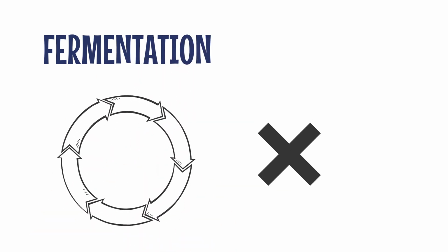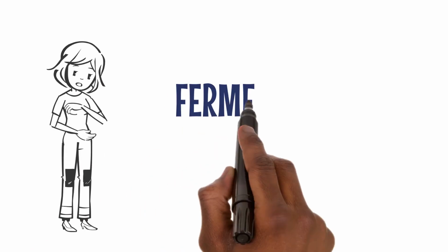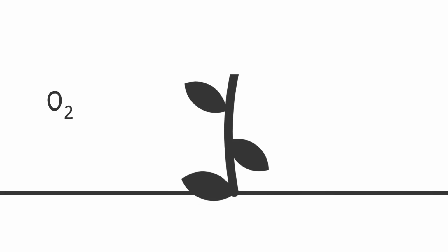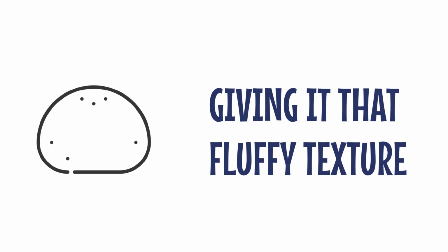Now, let's talk about fermentation. This process occurs in the absence of oxygen. It may sound a bit strange, but fermentation has its significance. It helps plants survive in low oxygen conditions. For example, yeast uses fermentation to make dough rise and to produce carbon dioxide, giving it that fluffy texture.